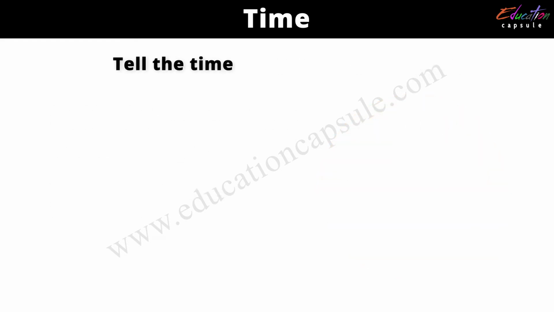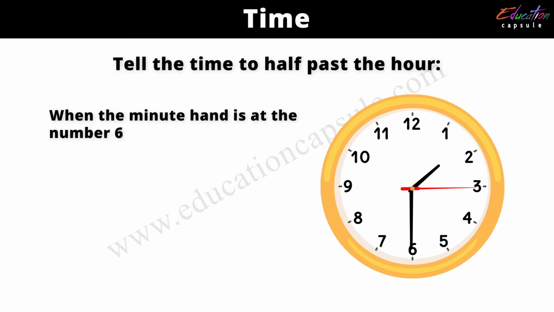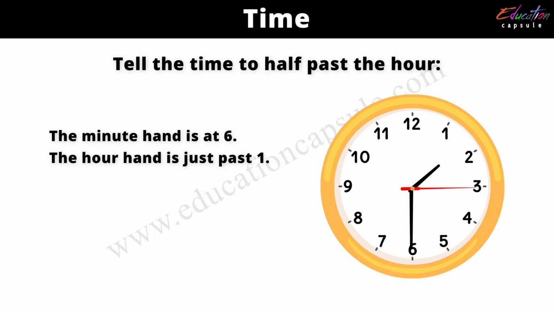Tell the time to half past the hour. When the minute hand is at the number 6, then we call it half past. Here the minute hand is at 6. The hour hand is just past 1. This clock is showing half past 1.